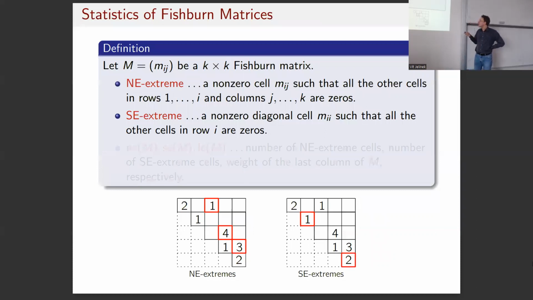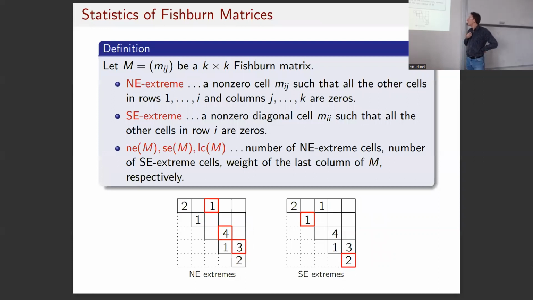And southeast extremes can be defined similarly, but maybe an equivalent and more direct way to define what a southeast extreme is: it's a cell which is on the main, in this case decreasing, diagonal. It is non-zero, and there is no other non-zero cell in the same row. So this matrix here has 2 such southeast extremes.